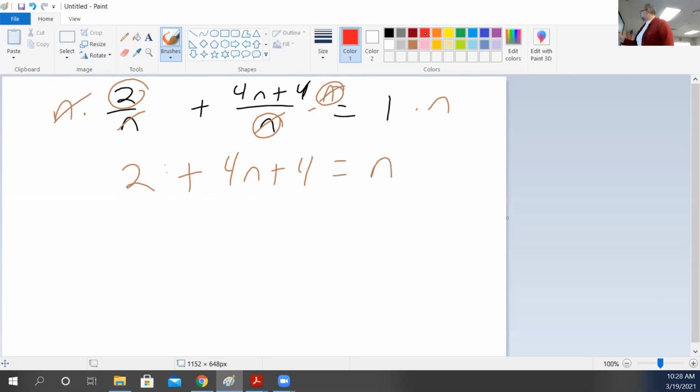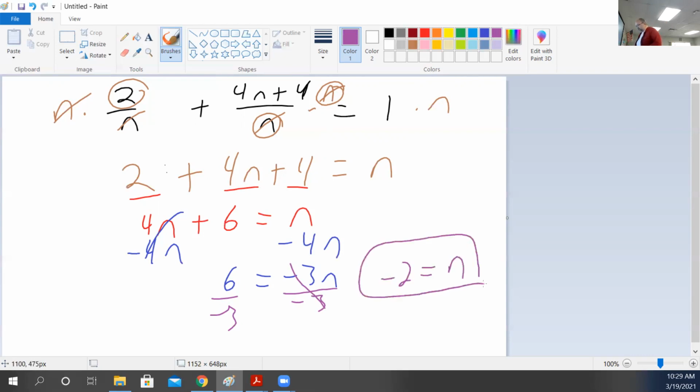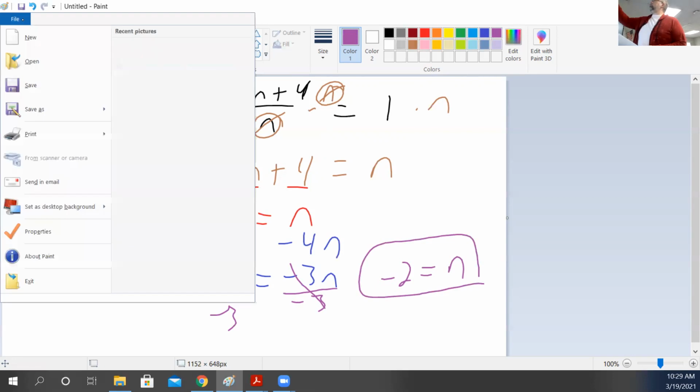Let's combine like terms. So only one thing there, so 4n. 2 plus 4 is plus 6 n. And let's see, we're going to do minus 4n to both sides. So 6 equals minus 3n. Last little bit, divide by minus 3 on both sides. So 6 divided by minus 3, we got minus 2 equals n. Excellent job. Okay. One more example.